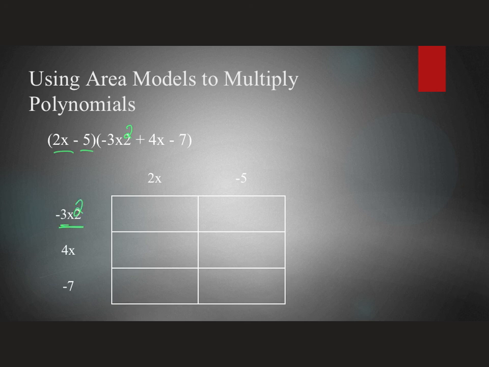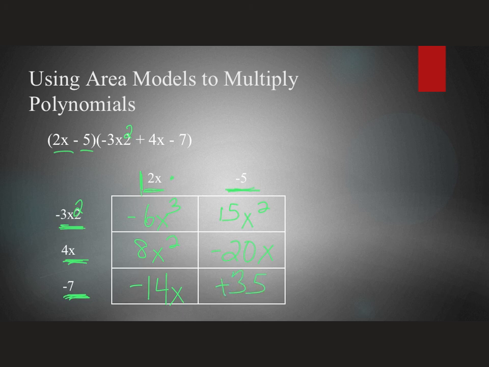So I have negative 3x squared times 2x, which gives me negative 6x to the third. Then I have, again, negative 3x squared times negative 5. Negative times a negative gives me a positive. So I have 15x squared. 4x times 2x gives me 8x squared. 4x times negative 5 gives me negative 20x. Negative 7 times 2x gives me negative 14x. And then negative 7 times negative 5 gives me positive 35.